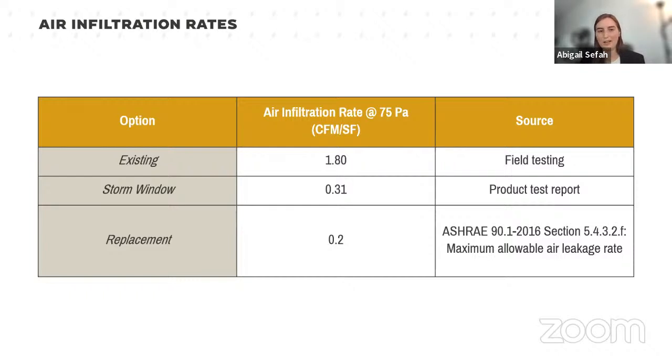ASHRAE 90.1's maximum allowable air leakage rate is only 0.2 CFM per square foot. So the existing windows are 9 times air leakier than code. So we assumed that the replacement windows would reach that air leakage rate of code. We left the existing windows as our 1.8 CFM per square foot, and we assumed the storm window would be in between those 2, based on some product testing and on the air infiltration rate of the existing windows.